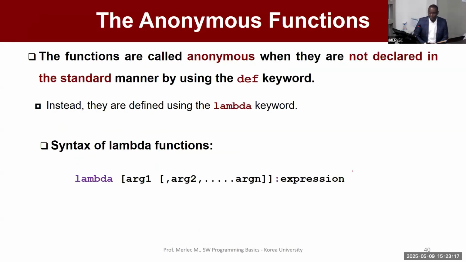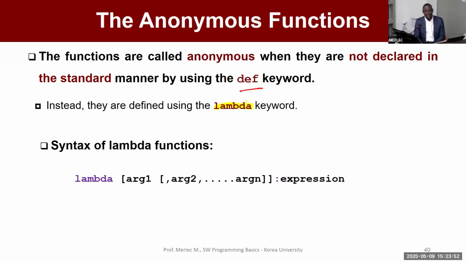So now I will be explaining a particular case of function, which is the anonymous function. In some cases, when we use anonymous functions, which are not declared as a standard function using def, such kinds of functions are called lambda functions. So lambda functions are declared with the keyword lambda.